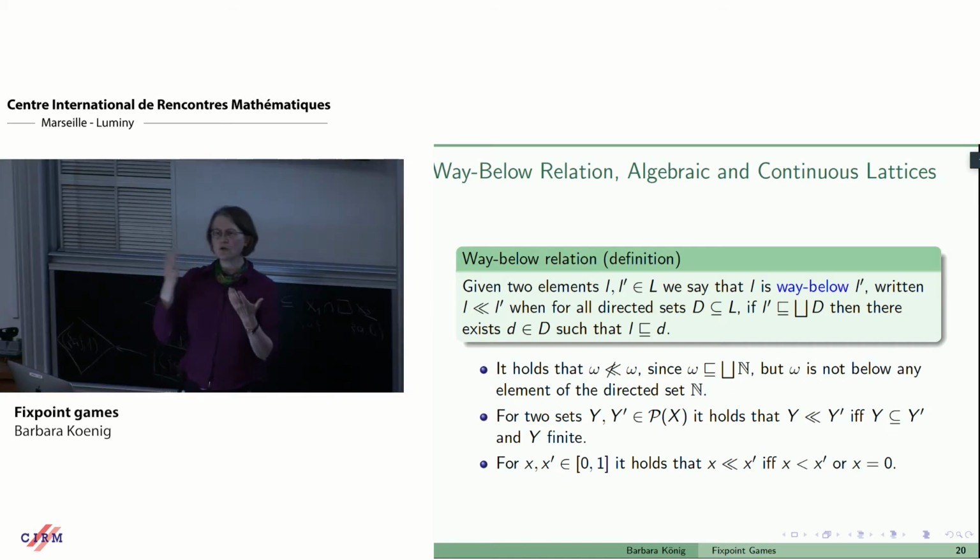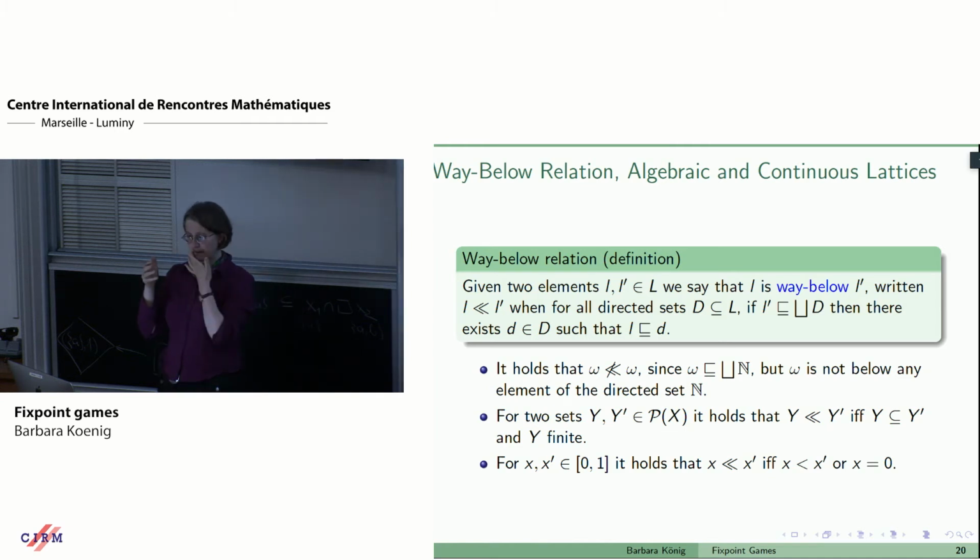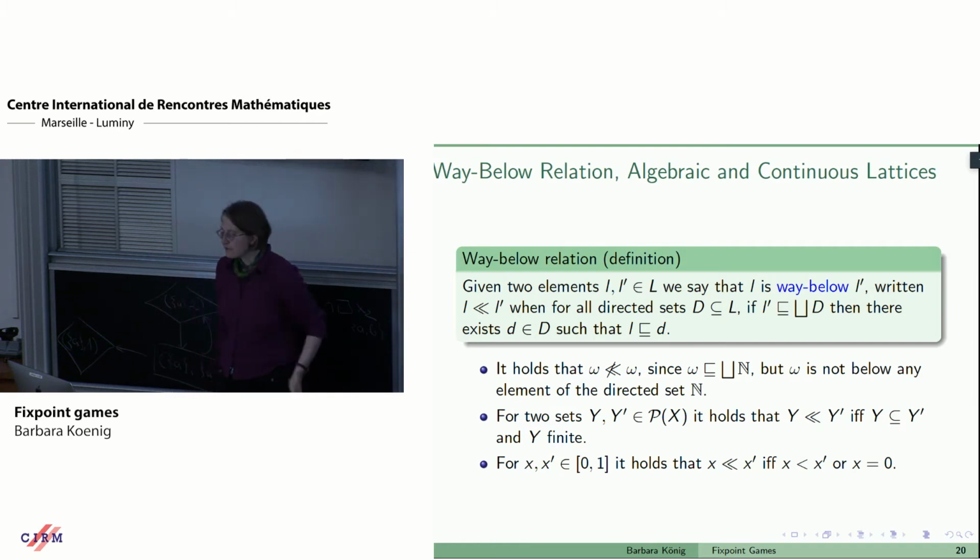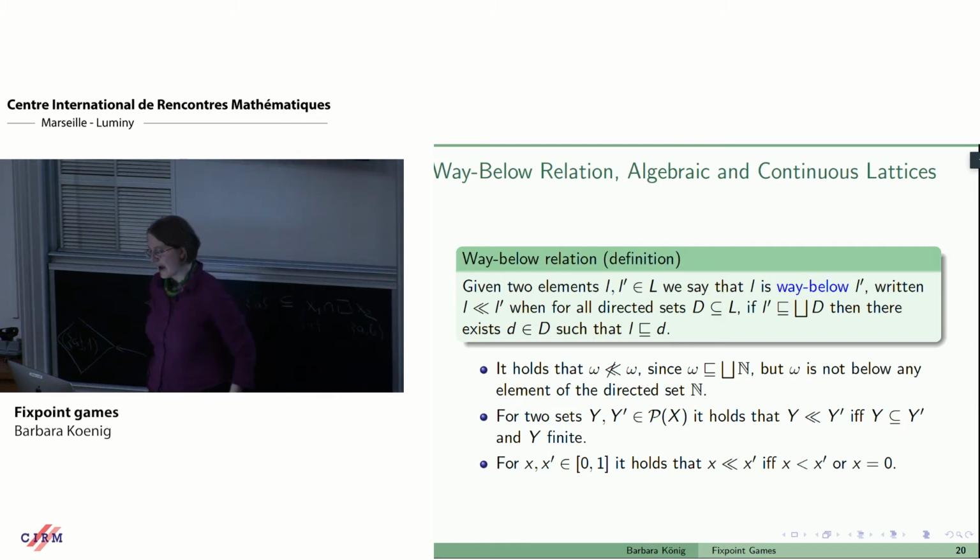And we can also look at other lattices. For instance, powerset lattices: a set is way below another set if it is included in that set and it is finite. And in the reals, the way below relation is the strictly smaller relation, apart from when x is 0. So x equals 0 is way below everything else.